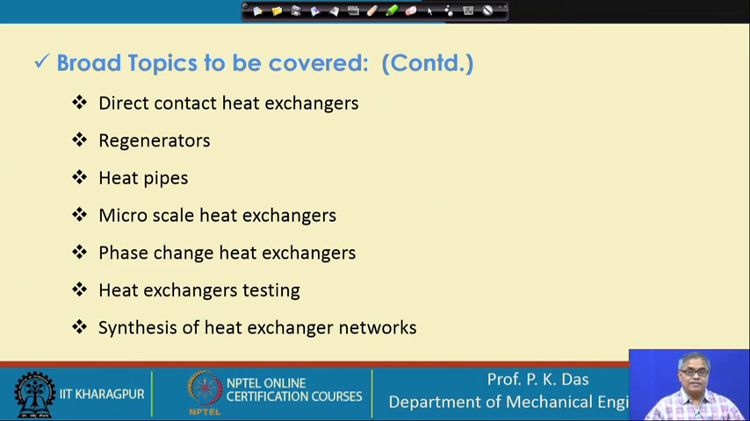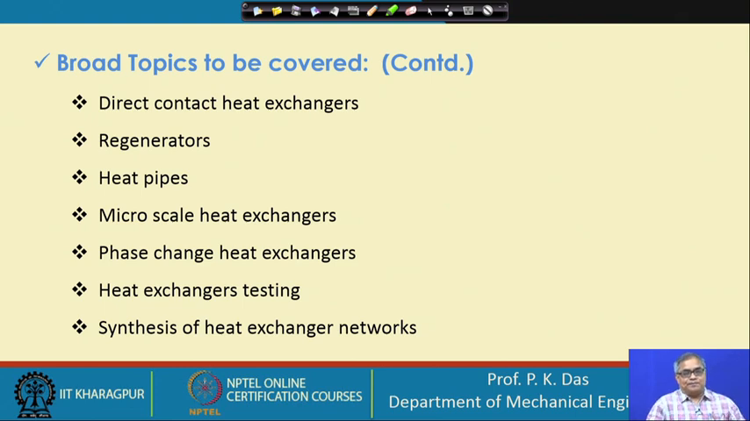Then regenerators. Regenerators are heat exchangers for recovering waste heat or energy conservation. So, I think I do not have to say a second word regarding the importance of regenerators. Regenerators are very important, particularly with the concern for energy and concern for environment, and we thought that we should spend some time on regenerators.